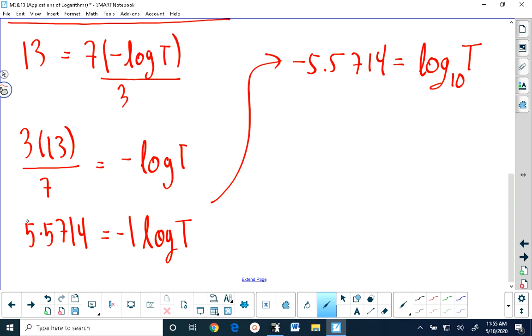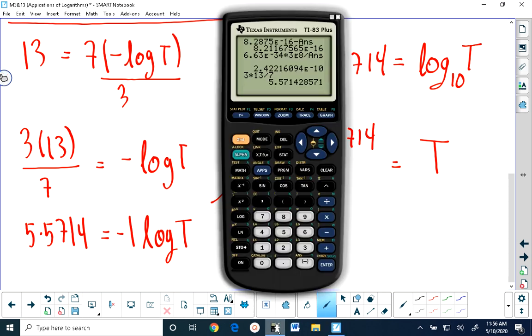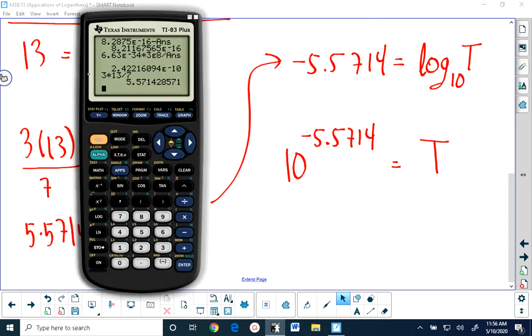If negative 5.5714 is equal to the logarithm, then that means negative 5.5714 is the exponent to which you raise the base to get the argument. So we're basically done. I have to multiply that number by negative 1, and then I have to raise 10 to that power, and I get 2.68 times 10 to the negative 6.